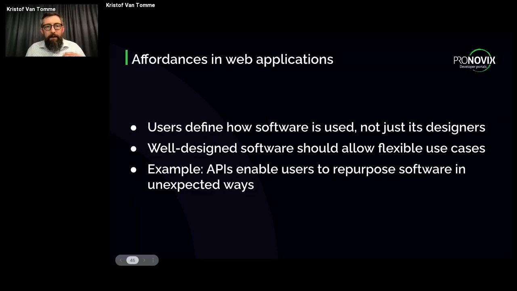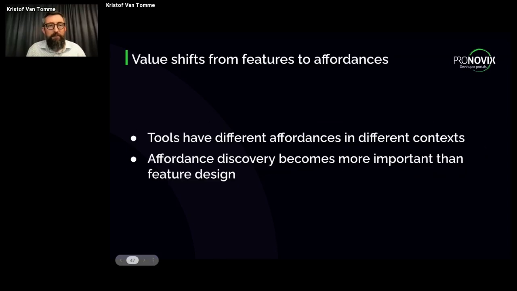And affordances are defined by how the users are using the software. So they're normally not designed. You can try to design an affordance, but normally you'll design a feature and then hope that people will actually use it and turn it into an affordance. Also, well-designed software should have this flexibility that allows for use cases that are not foreseen, where you can repurpose an API or an agent to do something in an unexpected way.